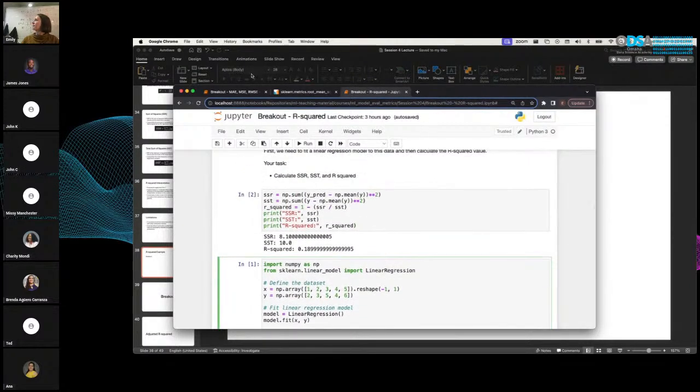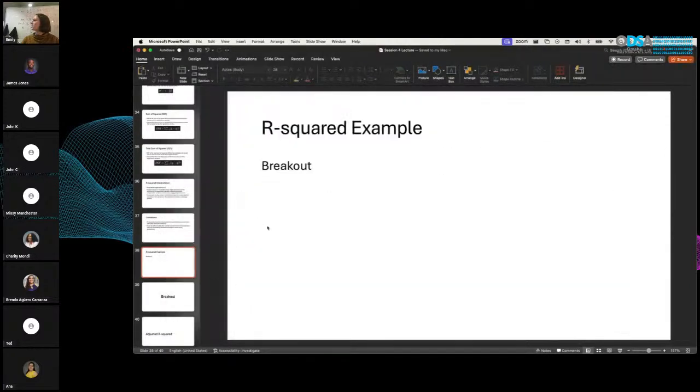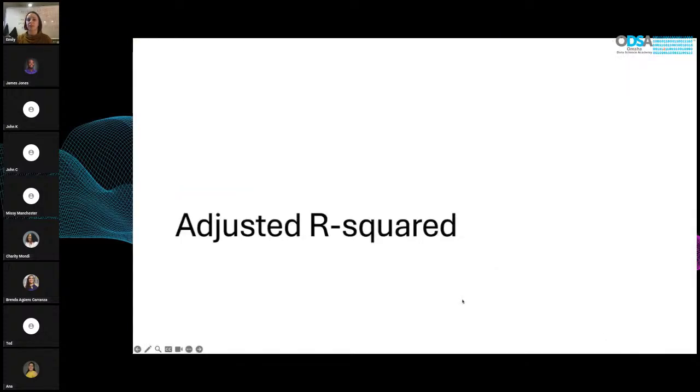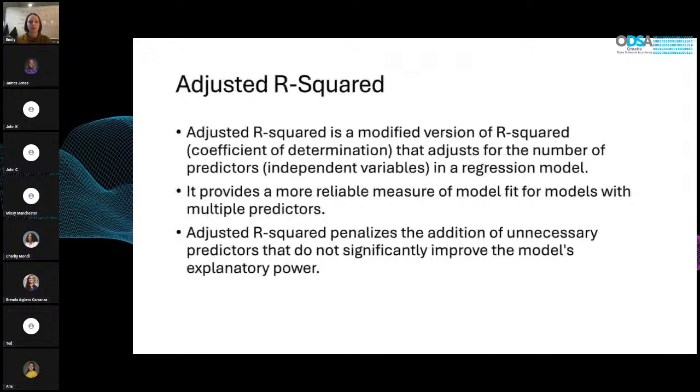Okay, let's talk about adjusted R squared, and then we're going to finish off with the error plots. And we should be done for today. So just 2 quick topics here. Done with breakout sessions. Adjusted R squared is a modified version of the R squared value, the coefficient of determination.